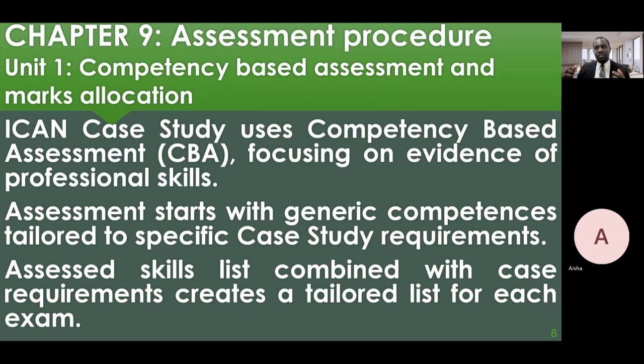So the competency starts with generic competencies tailored to specific case study requirements. And this is very important. So the assessed skills listed, combined with case study requirements that are given to you in the exam, create a tailored list for each exam. So it's very important that embedded in the case study text are the competencies you need to display.